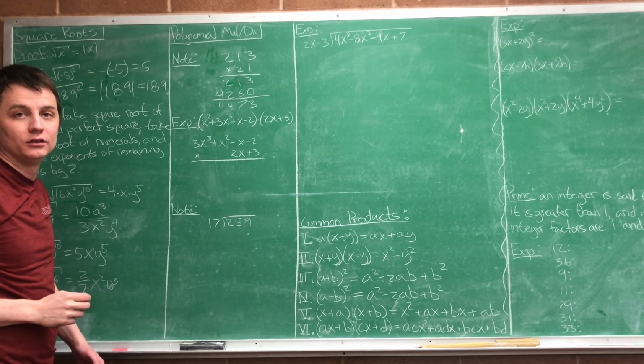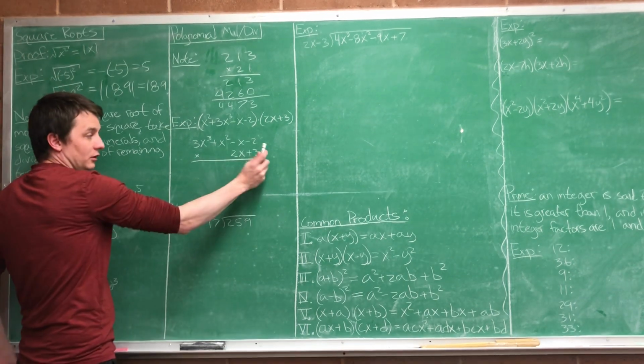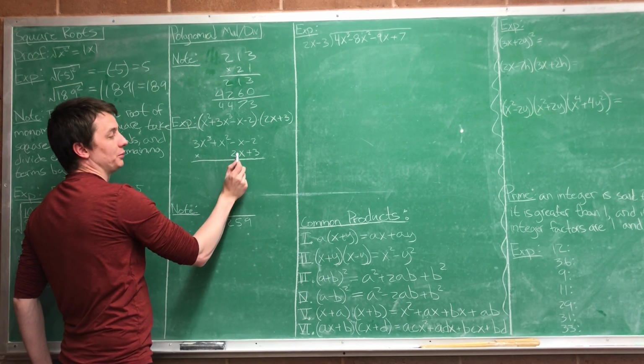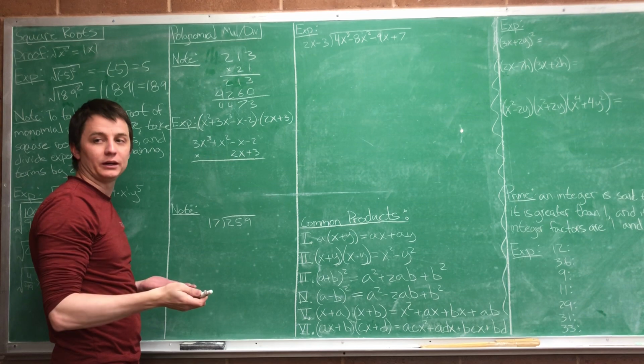Good? And then, multiply it out. We do almost the same thing. I'm going to multiply the 3 to all those, and I'm going to multiply the 2x to all those, and then we're going to add them together.